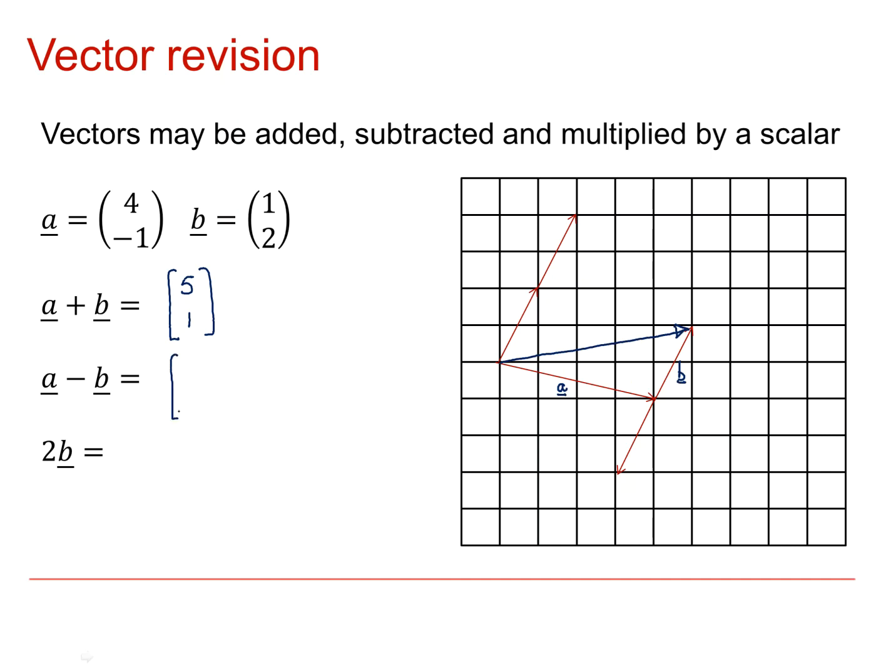a minus b: 4 take away 1 is 3, minus 1 take away 2 is minus 3. And you can see that this vector here is minus b, so if I do a followed by minus b, then I do indeed get (3, -3). And finally, 2 lots of b is (2, 4). And you can see here that b followed by b gives me the vector (2, 4).